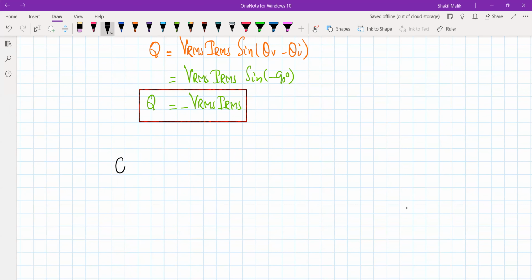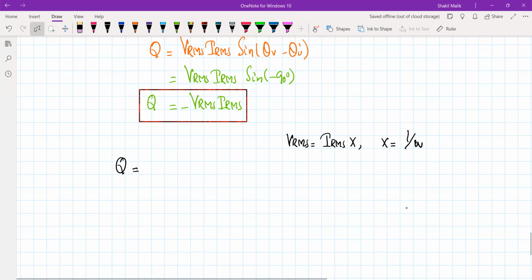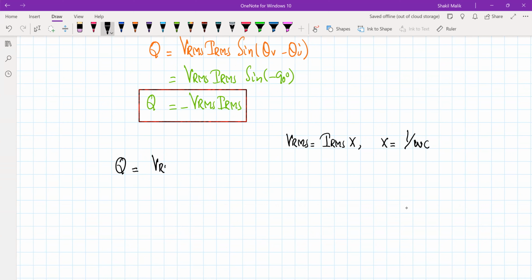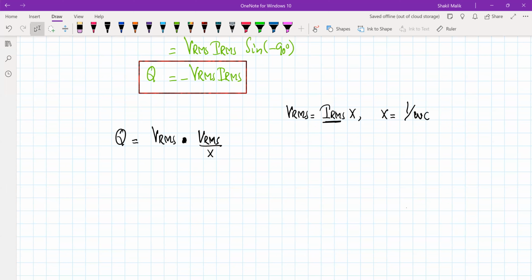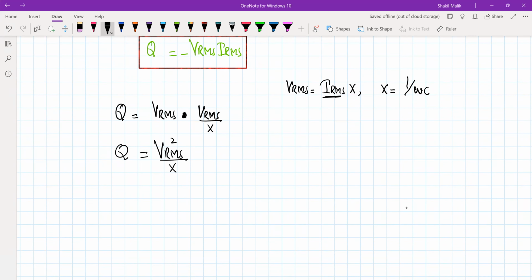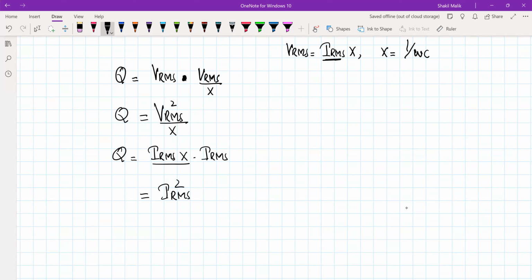What will be Q here? Q will be given by, if we use Vrms equal to Irms times X, where X is simply 1 by omega C, then taking the magnitude only, it will be Vrms times Vrms divided by X, which is Vrms square divided by X. This is Q. Or if I put Vrms equal to Irms times X, we get Q as Irms multiplied by X times Irms, so we'll get Irms square times X.